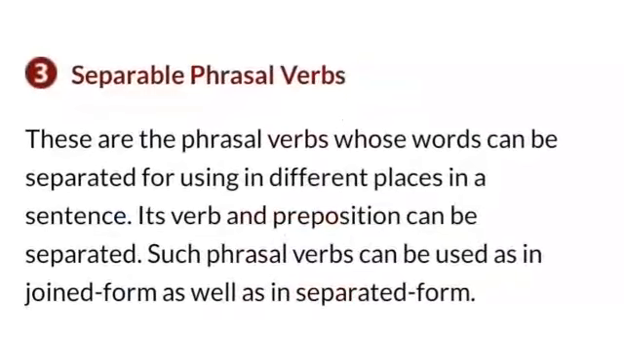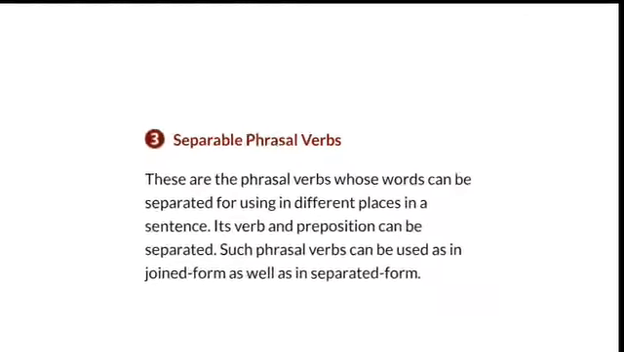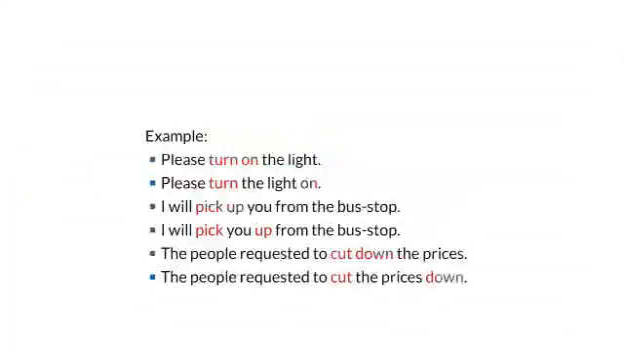Now there are separable phrasal verbs. These are phrasal verbs whose words can be separated and used in different places in a sentence. Its verb and preposition can be separated. Such phrasal verbs can be used in joint form as well as in separable form. You can understand this by looking at the examples. In the first example, you can see: please turn on the light, and in the second example: please turn the light on. So these are separable. Turn and on are used at different places, so turn on is a separable phrasal verb.